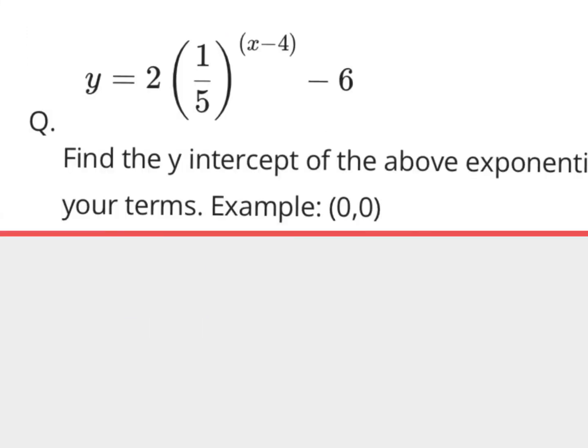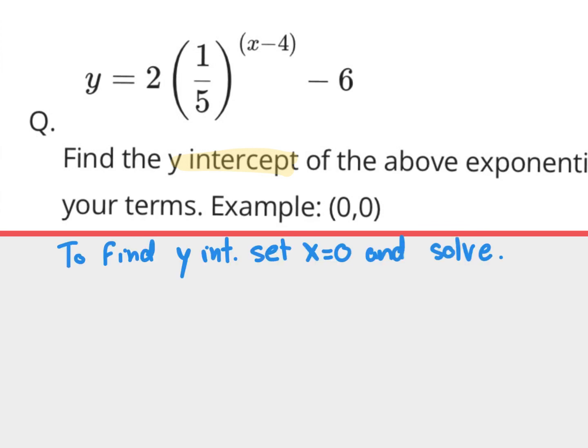Last question. They want us to find the y-intercept. And in Algebra 1, we learned how to find the y-intercept. Now, one option is to graph it on Desmos, and you could look at where it crosses the y-axis, but we should remember from Algebra 1, to find the y-intercept, you set x equal to 0 and solve. So we're going to set x equal to 0 and we're going to solve this thing.